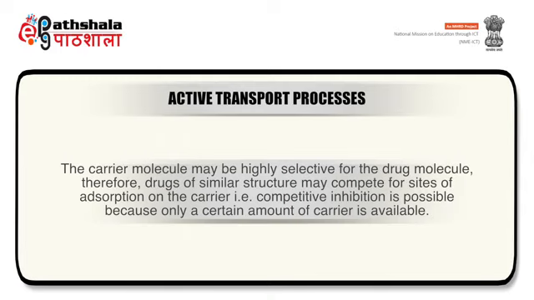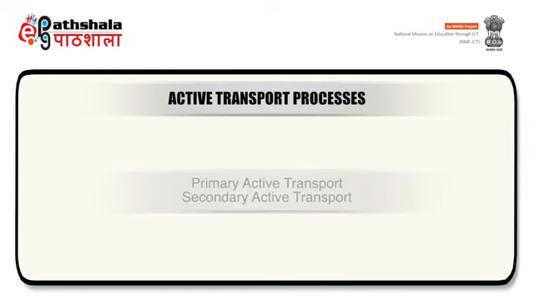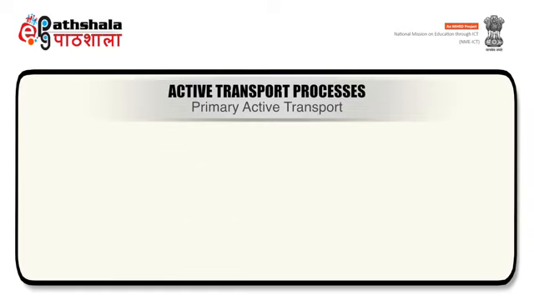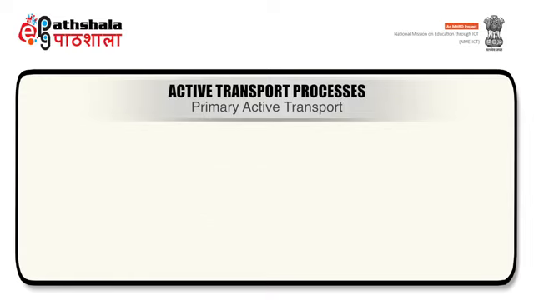That is, competitive inhibition is possible because only a certain amount of carrier is available. At times, all the adsorption sites on the carrier may become saturated if the drug concentration gets very high. This process is further divided into the following categories: primary active transport and secondary active transport. Primary active transport is further categorized into ion transporters and ABC, meaning ATP binding cassettes. Students, now we first discuss the primary active transport.